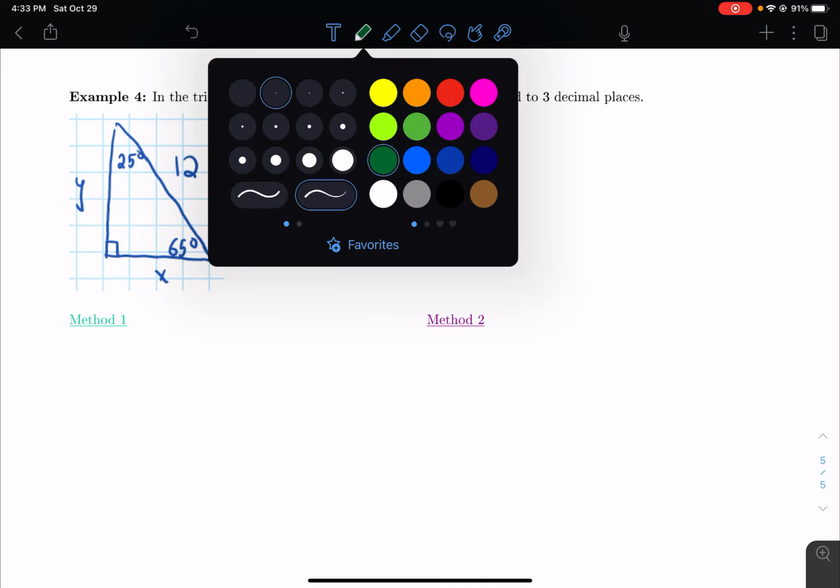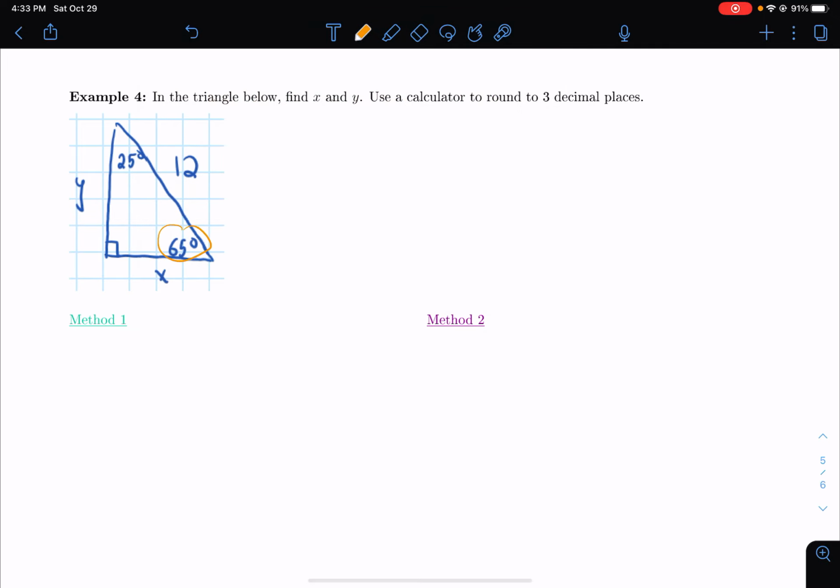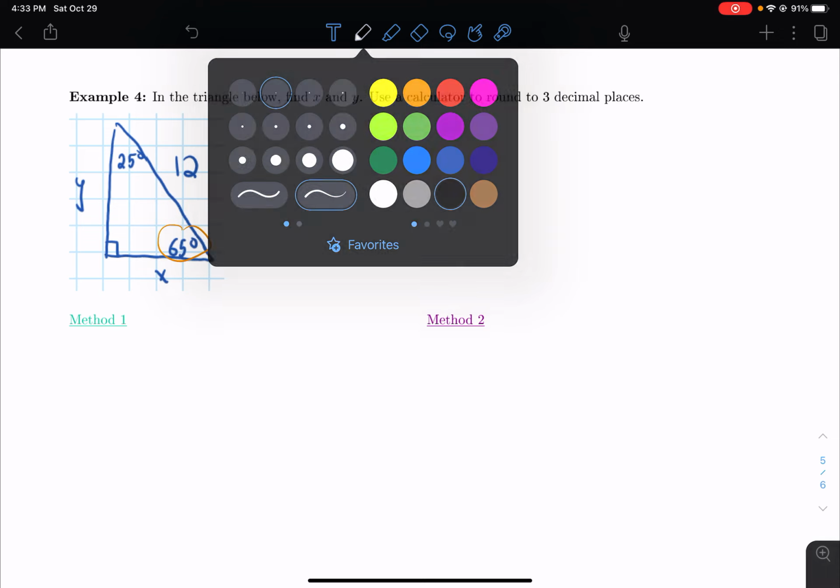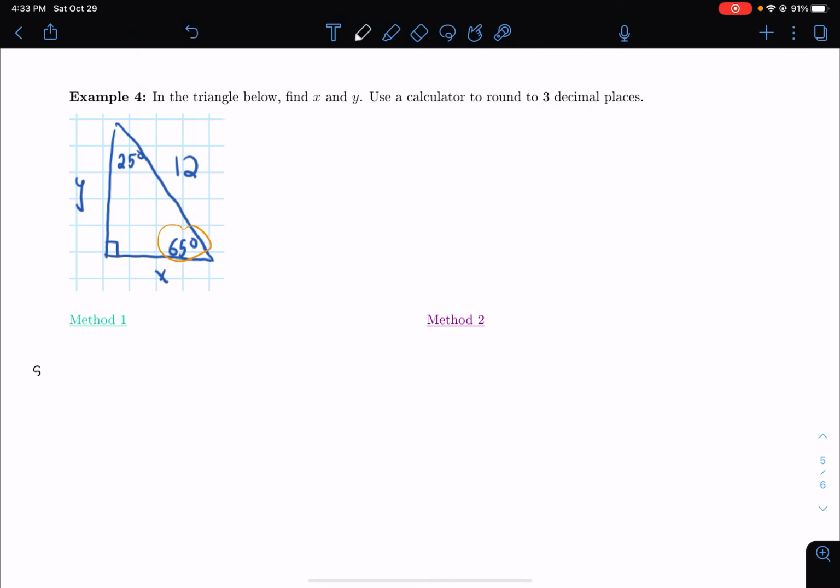Let's say I work with one of the angles, like 65, and I take some trig function of it, like sine. Let's say I take sine of 65. Well, I know sine is opposite over hypotenuse, and the opposite is y, and the hypotenuse is 12. So let's isolate y. So y equals, if I multiply the 12 over, 12 times sine of 65.